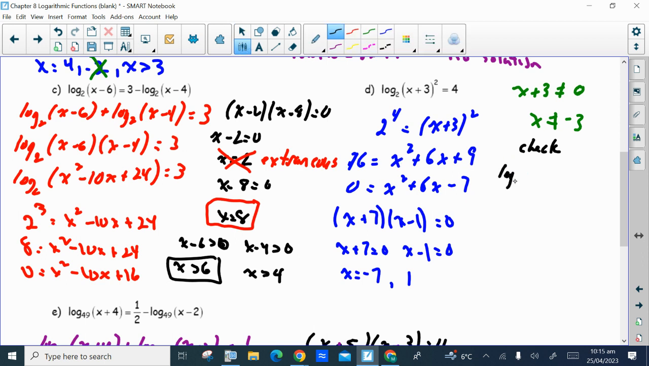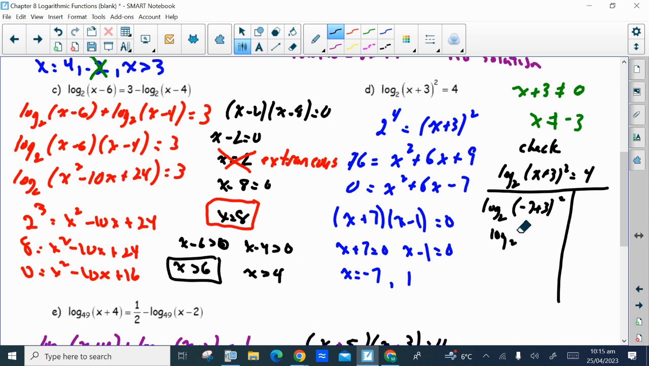So the original expression is log base 2 of (x plus 3) all squared must equal 4. First, let's check for -7. This will be log base 2 of (-7 plus 3) all squared. -7 plus 3 is -4, but -4 squared is 16, and log base 2 of 16 does equal 4. That's asking 2 to what power is 16.